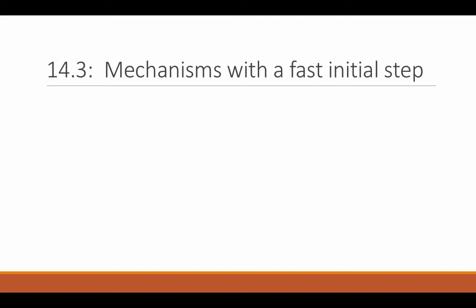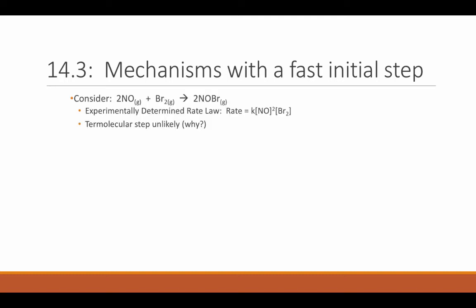Sometimes you'll encounter reaction mechanisms with a fast initial step. This is different than the previous proposed mechanism, which had a slow initial step. Consider the reaction between nitrogen monoxide and bromine gas. It's experimentally determined that this reaction is second order with respect to NO and first order with respect to Br2. It's highly unlikely that this all occurs in a single step, with two molecules of NO colliding with one molecule of Br2 and immediately forming product. It's unlikely because three molecules colliding with the right orientation and the right energy at the same time is pretty rare. Therefore, we're going to need a stepwise mechanism for this reaction.